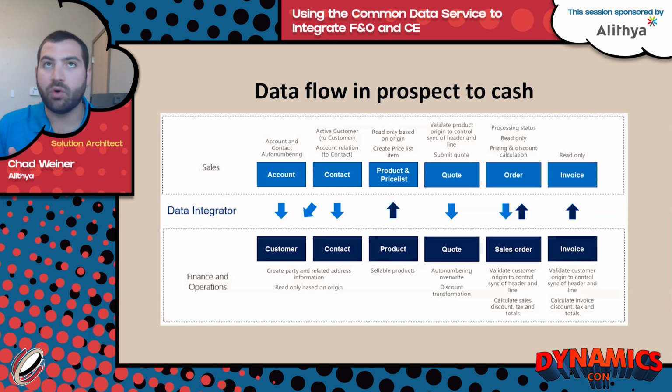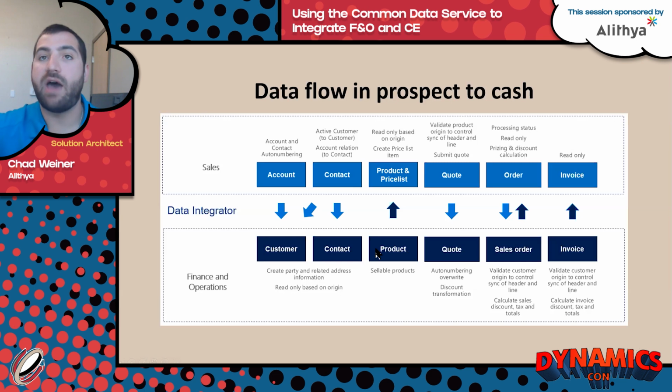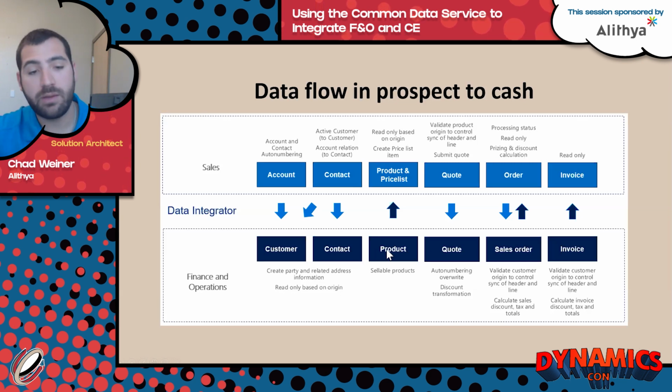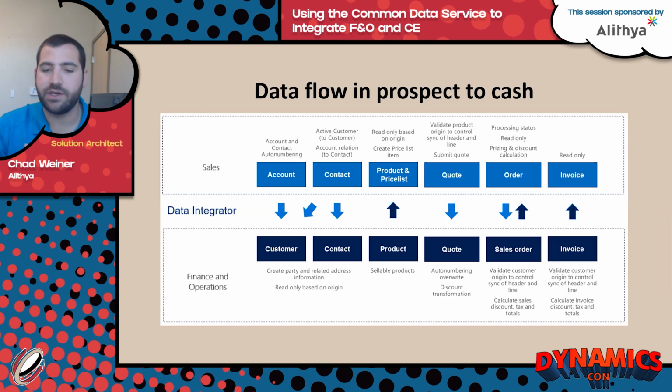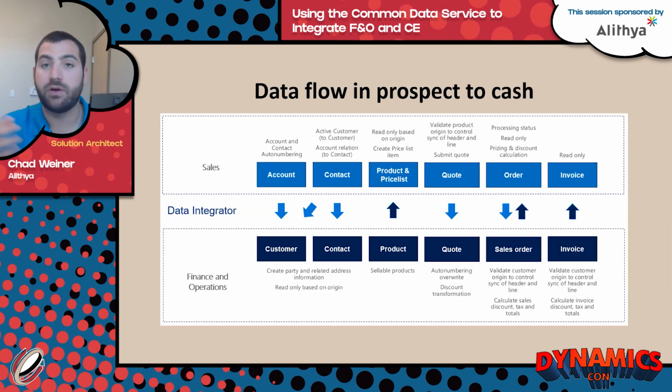So once you enable the data flow, the prospect to cash inside of your environments, the first thing you can start doing is pushing accounts from sales to F&O customers. Contacts can go both ways. F&O is the product catalog master. So all of your products, your pricing, your units of measure, those will come in from finance and operations. And then, of course, the prospect to cash scenario allows sales individuals to be inside of CRM, whether it's on a tablet or on the browser, start quoting with those products.